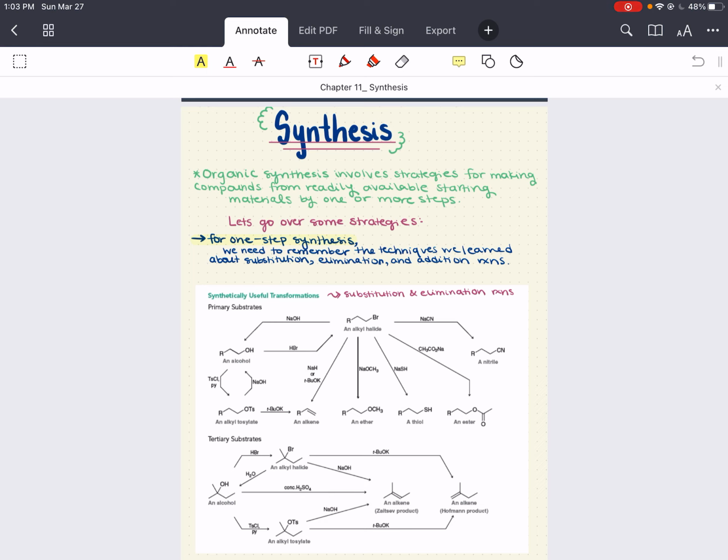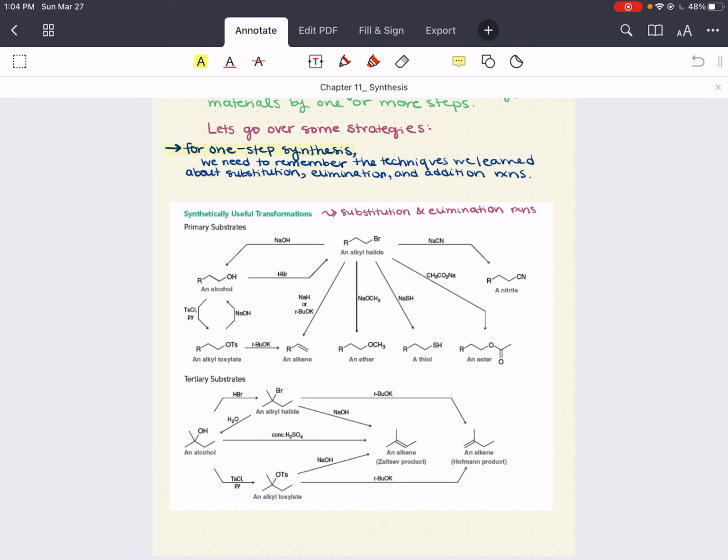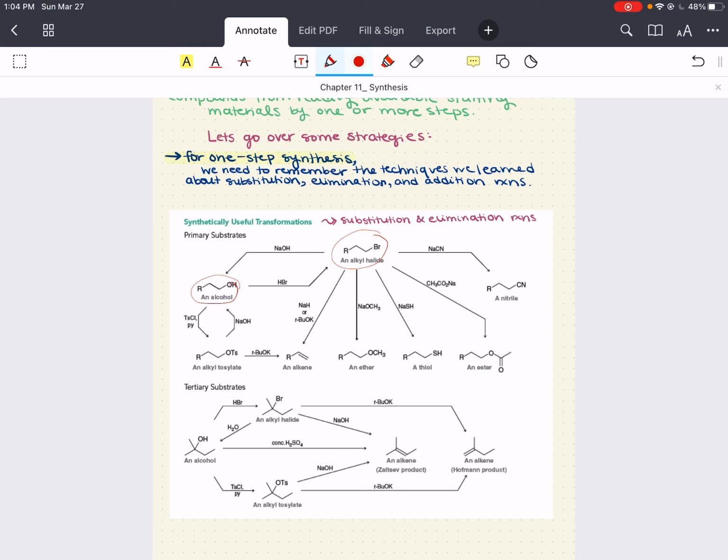All right, so here's a really cool summary of synthetically useful transformations. A lot of this is substitution and elimination reactions that we covered in chapter 7. How to go from an alkyl halide: you can replace that alkyl halide with an alcohol. We covered this. And then to go back and forth between alcohols and tosylates. Remember, alcohols are not good leaving groups, but tosylates are. How to go back from alcohol to alkyl halide, how to get a nitrile from an alkyl halide, how to get an ester from an alkyl halide. These are all the reagents you need to transform to and from alkyl halides.